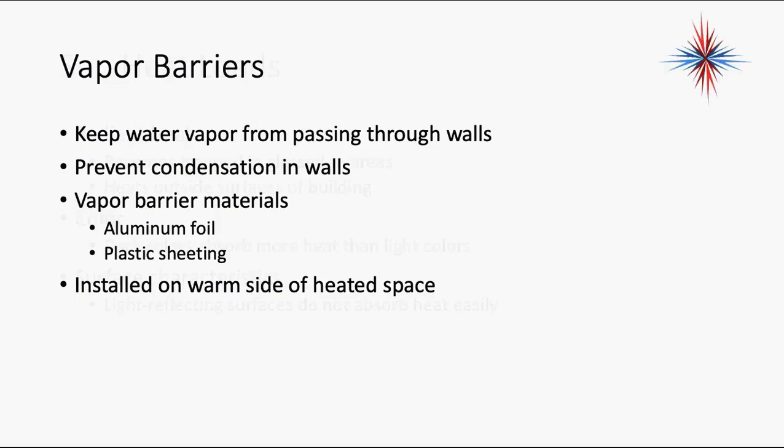Vapor barriers keep water vapor from passing through the walls. If you have done construction work or been around new construction, you remember that you have your outside sheathing, then you have your insulation, and then they put a plastic vapor barrier over that insulation, between the insulation and the indoor walls. It's usually just stapled on there.